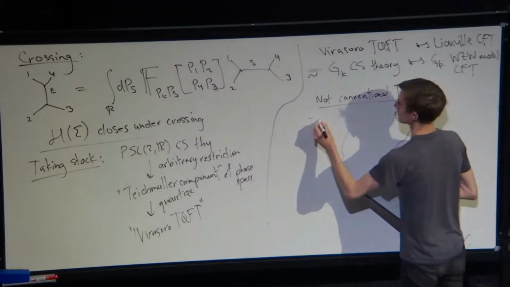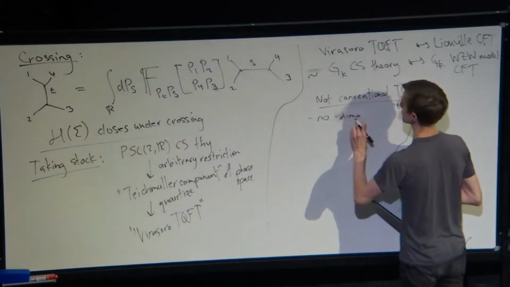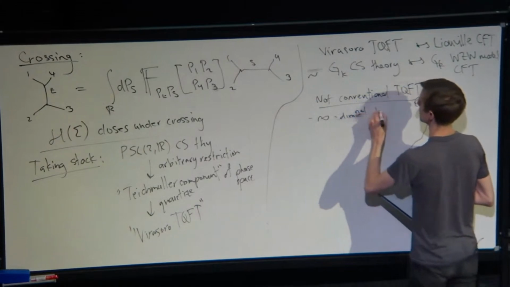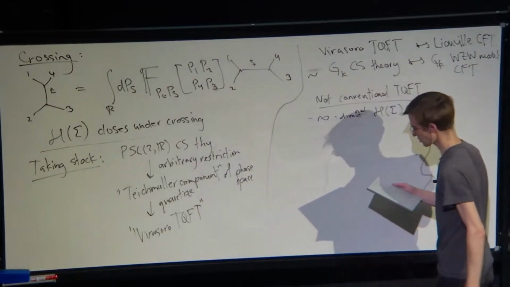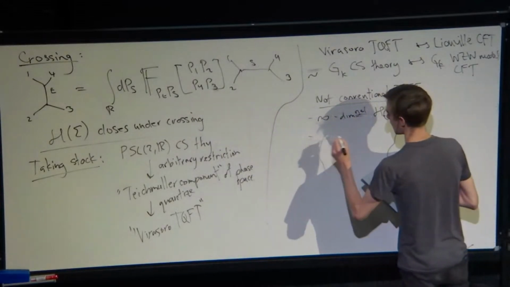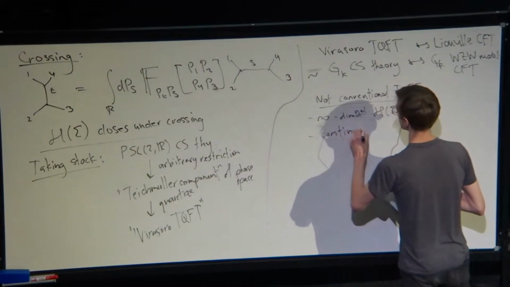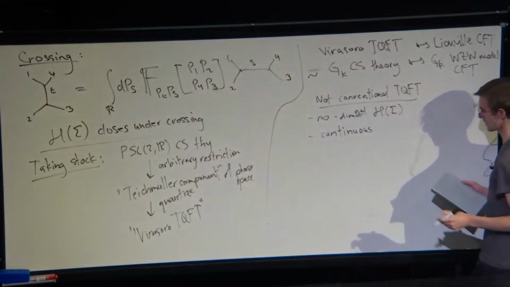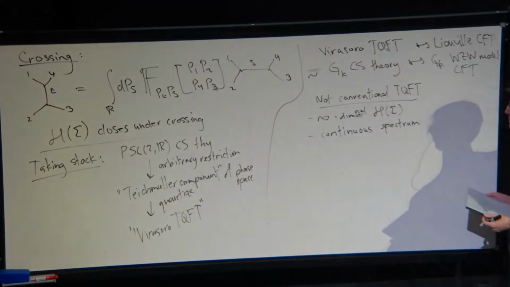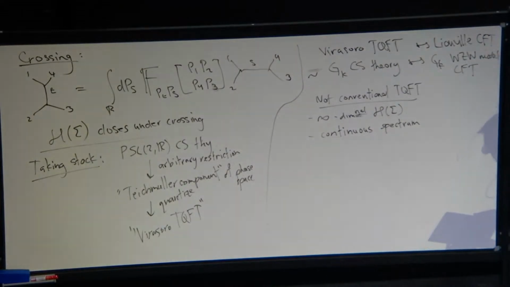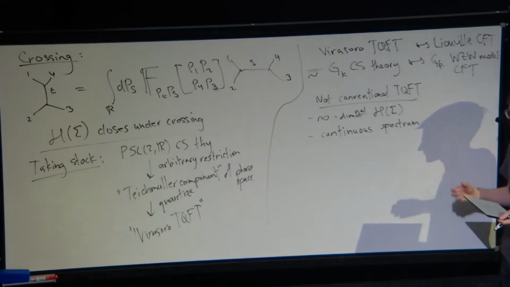For one thing, the Hilbert space is infinite dimensional. This space of conformal blocks is infinite dimensional. And the spectrum is continuous. So the spectrum, say, of Wilson lines in this TQFT is continuous. And that's related, of course, to the non-compactness of Liouville CFT. Related to this is the fact that the trivial line, which would correspond to the identity in the dual CFT, is not really part of the spectrum. It never appears as an internal state.